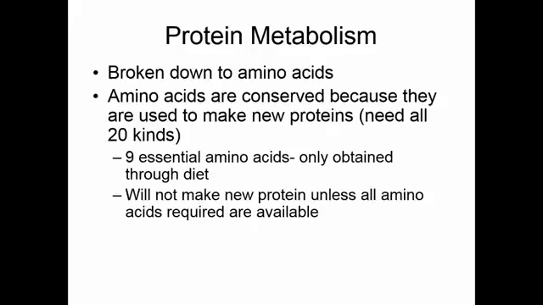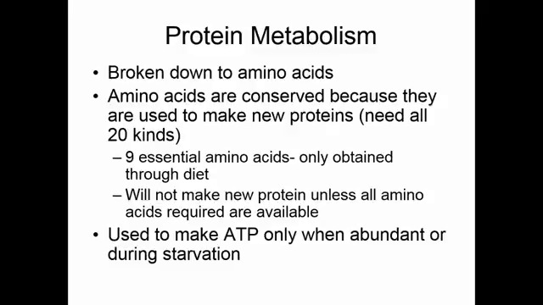It's important that we have all 20 amino acids because the body will not make a new protein unless all of the amino acids required to make that protein are available. Proteins are not a very good source of manufacturing ATP. Protein metabolism to make ATP is used only when we have an abundant amount of protein in the diet or during starvation when we really don't have carbohydrates or fats to break down.